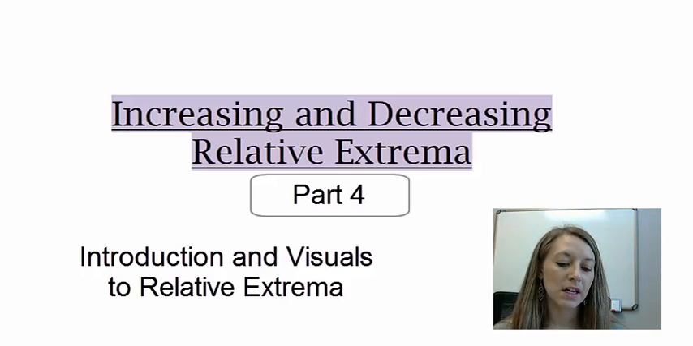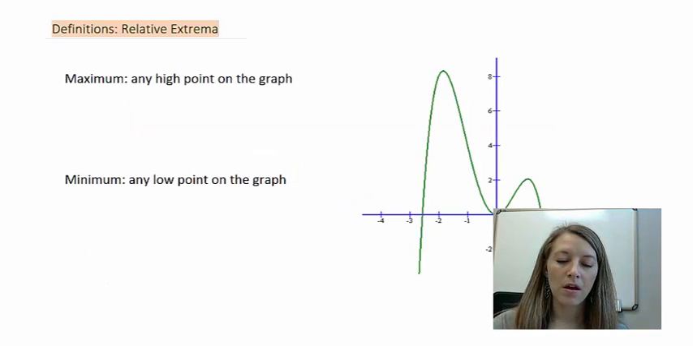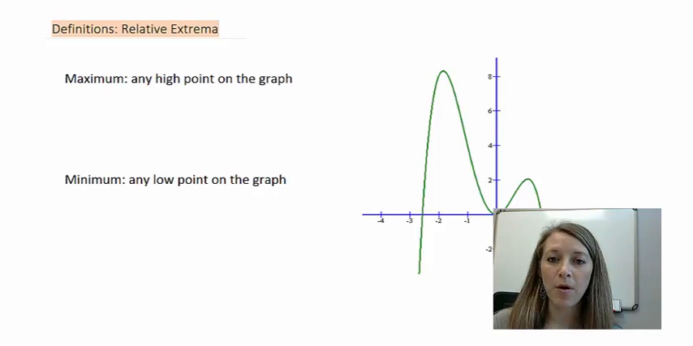So not only is this section over increasing and decreasing, which I think we've covered to its full extent, but it's also over relative extrema. So that may seem a little intimidating at this point, but basically it's just fancy wording for finding maximums and minimums on the graph. So if you ever have a homework or a quiz or an exam problem that asks you for relative extrema, it's basically asking you to pick out the maximums and the minimums on the graph.